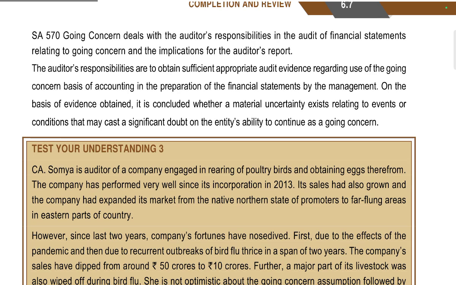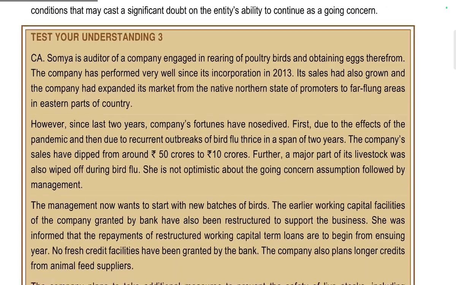The auditor's responsibility is to obtain sufficient appropriate audit evidence regarding the going concern basis of accounting in the preparation and presentation of the financial statements, and to conclude whether a material uncertainty exists in relation to events and conditions that may cast significant doubt on the entity's ability to continue as a going concern.